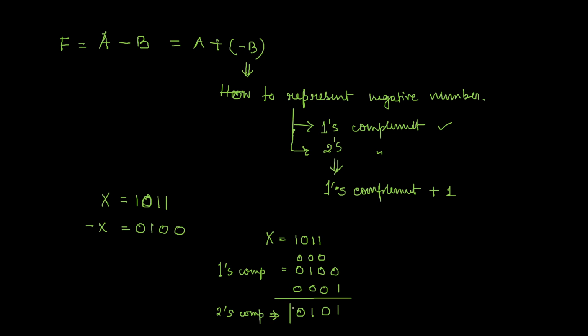Now this particular number is representing minus x. This number is also representing minus x. But don't mix them up, because this one is representing minus x in two's complement form and this one is representing minus x in one's complement form.